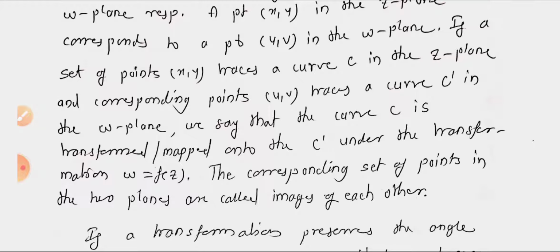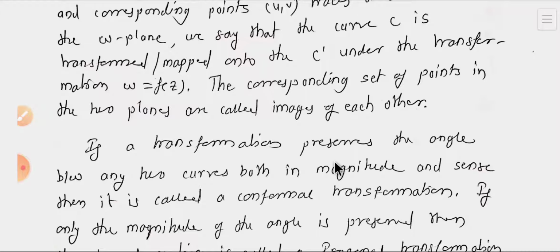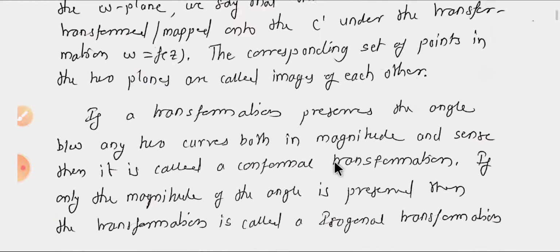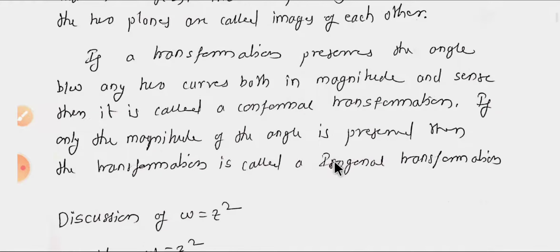And if this transformation preserves the angle between any two curves both in magnitude and sense, then it is called a conformal transformation. If only the magnitude of the angle is preserved, then the transformation is called an isogonal transformation.